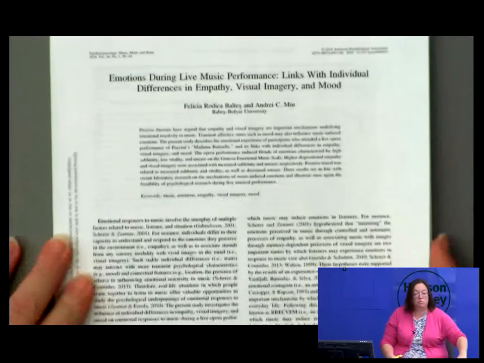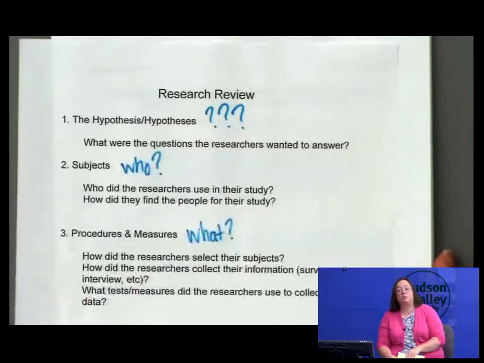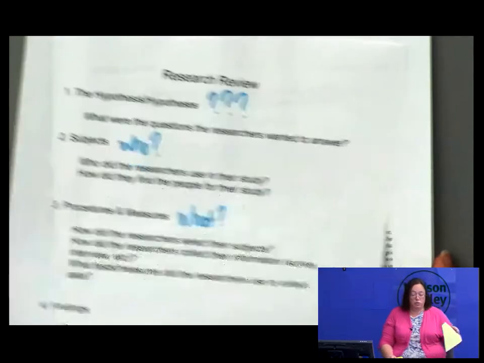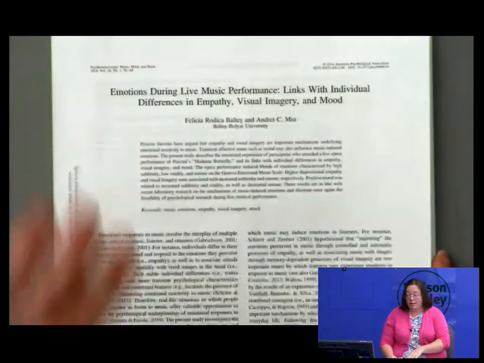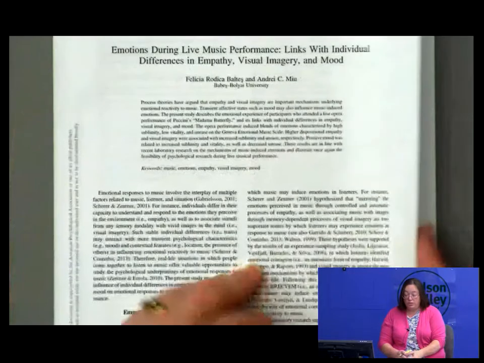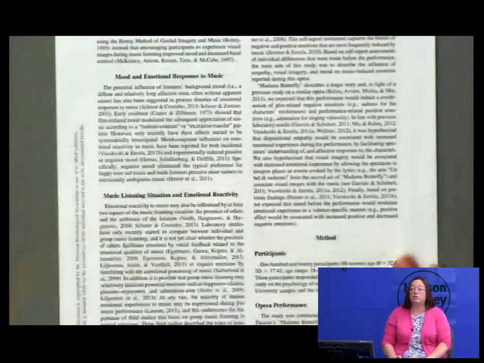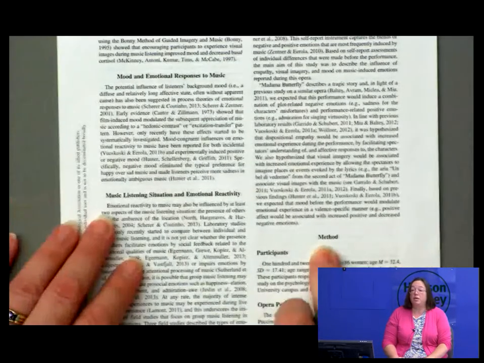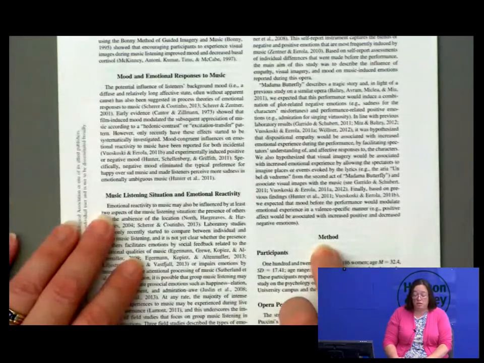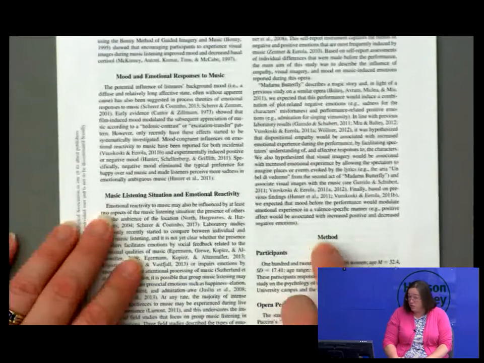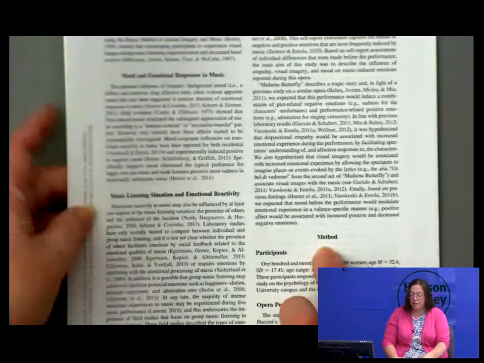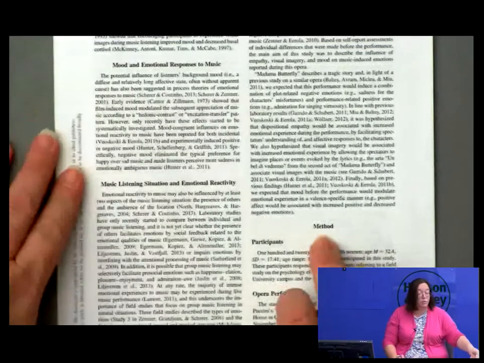Now, scooch this back for a sec. Question number 1, hypotheses, research questions. I'm going to show you where to find those. What you need to do is flip through your article until you come to the word method or methods. That's where they start describing their research.